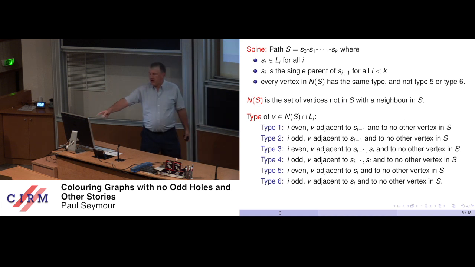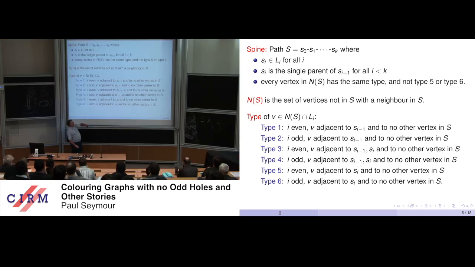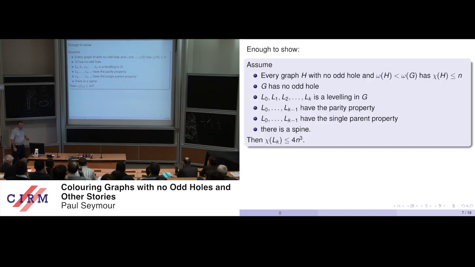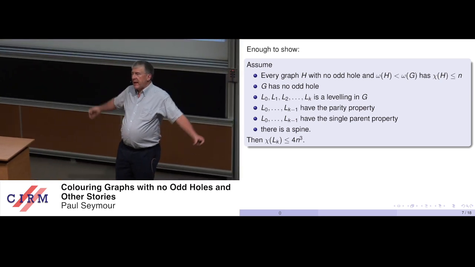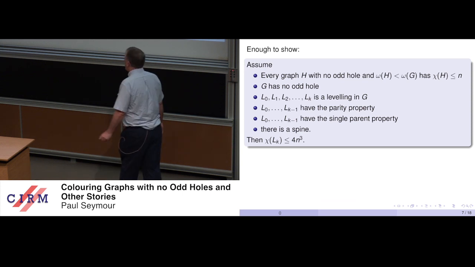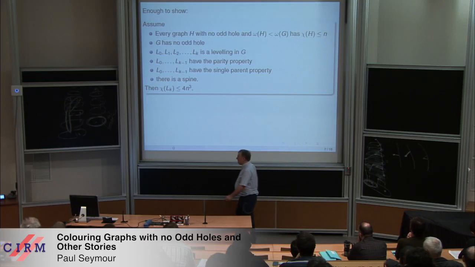So I've included in the definition of a spine that everyone attaches to it in the same way. Sorry, this is a bit out of order, but I hope it makes sense. Now, so where are we then? We divided the bottom into six sets, and we wanted to prove the chromatic number of the whole of the bottom was 24 n cubed. So if I could prove for each of the sets it's at most 4 n cubed, we'd be happy, because we have to multiply by 6. We need to prove that each of the sets has chromatic number at most 4 n cubed.